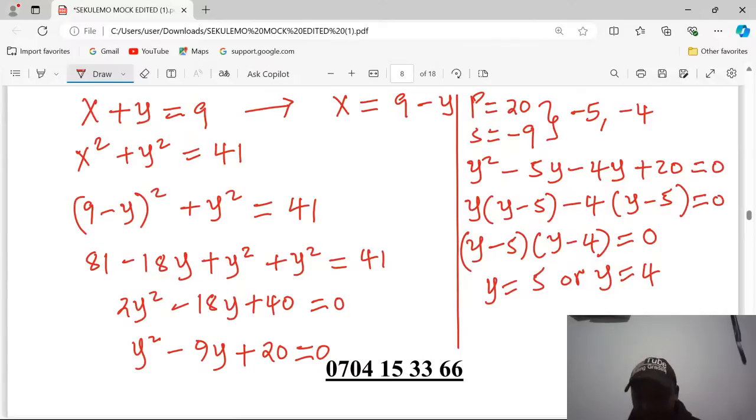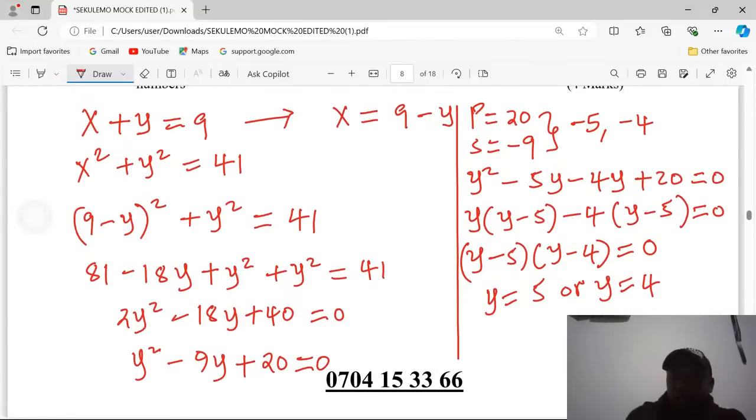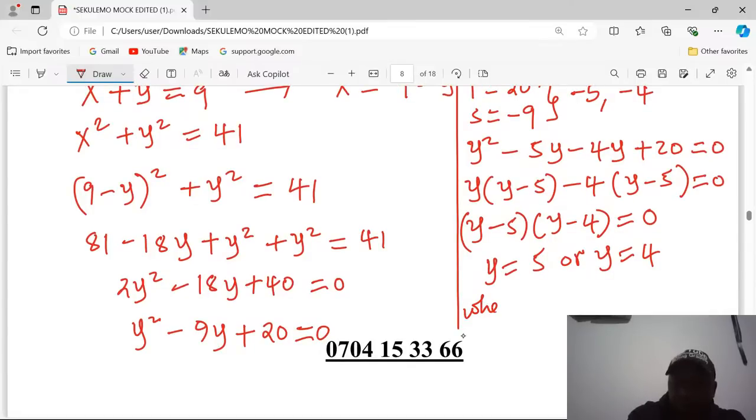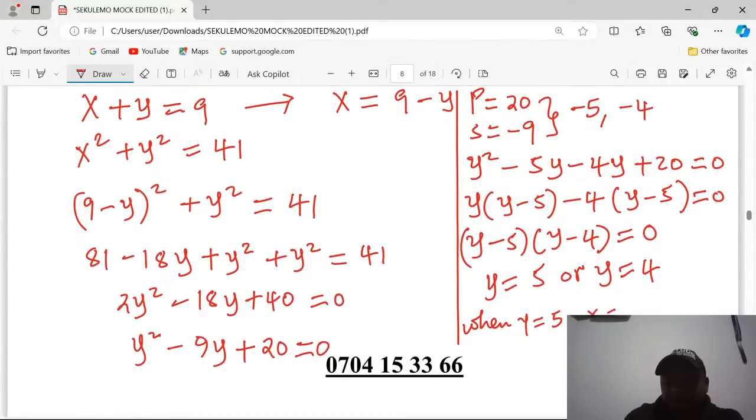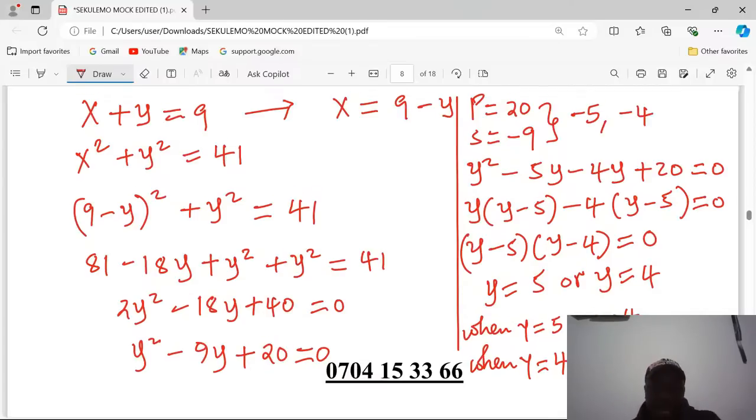And now with the two values of y, we can get also two possible values of x. When y equals 5, the value of x shall be, we take 9 minus y, so 9 minus 5 is 4. And again, the value of y can be 4, and in such a case, the value of x is going to be 9 minus 4, which is 5. So the value of y can be 5 with x being 4, and the value of y can be 4, then that of x becomes 5. So that is how we handle such an equation.